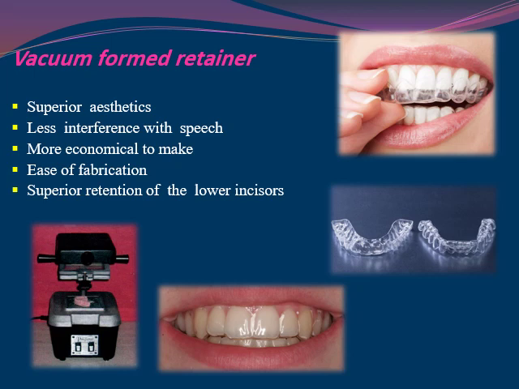Also, it is more economical, less expensive, and easy to fabricate. The machine that is used to fabricate the vacuum retainer is called the BioStar machine. Also, there is superior retention of the lower incisors because this type of retainer covers all the clinical crowns with a small part of the gingiva, so it provides more retention and control on the lower incisor teeth.